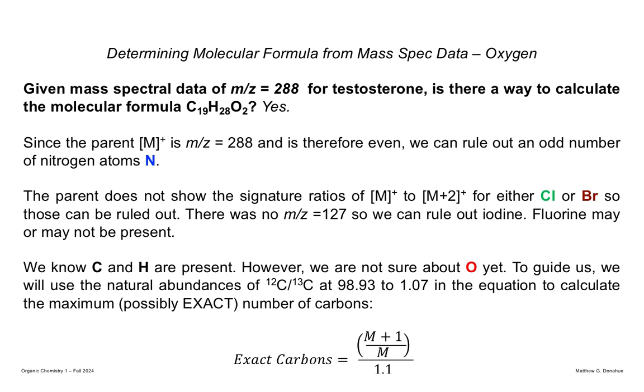So the problem we're trying to figure out is, if you're given the mass and you don't even know what the structure is, is there a way to calculate the molecular formula? And the answer is yes, and that's what we're going to walk through, the logic of doing that. So since the parent ion is 288, that's an even number. As we saw in the Wednesday screencast, we can rule out from the molecular formula an odd number of nitrogens.